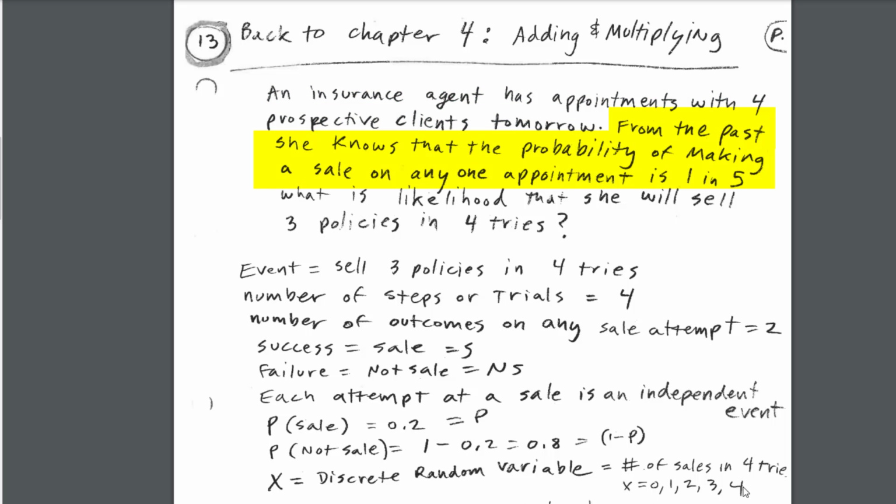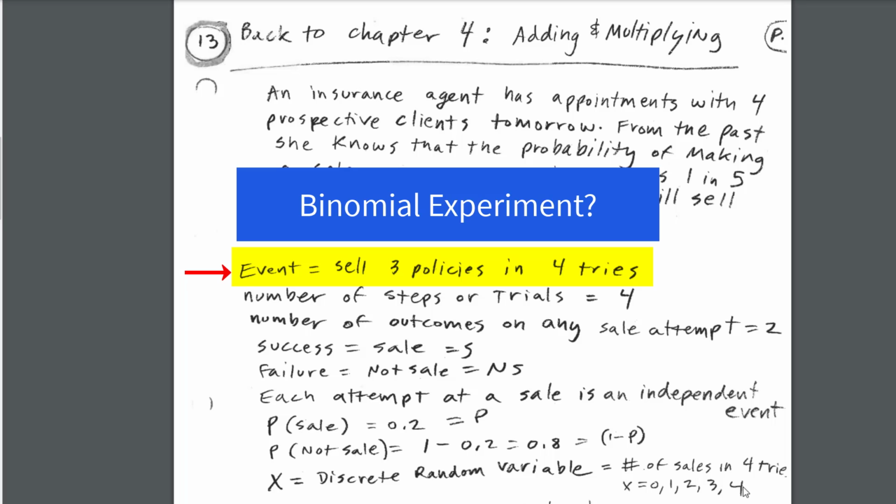From the past, she knows that the probability of making a sale on any one appointment is 1 in 5. What is the likelihood that she'll sell 3 policies in 4 tries? So we have the event, sell 3 policies in 4 tries. The question is, is this a binomial experiment?